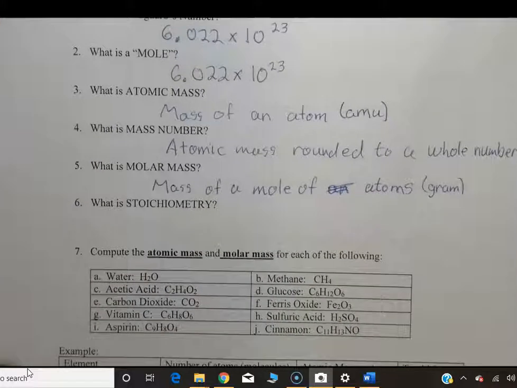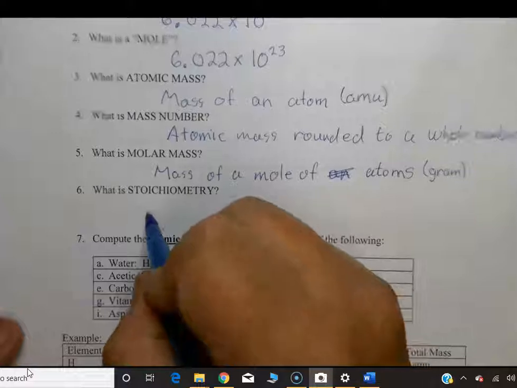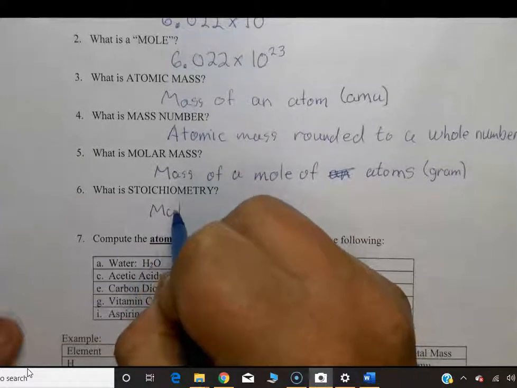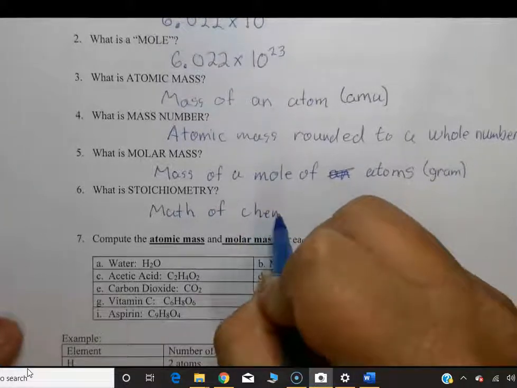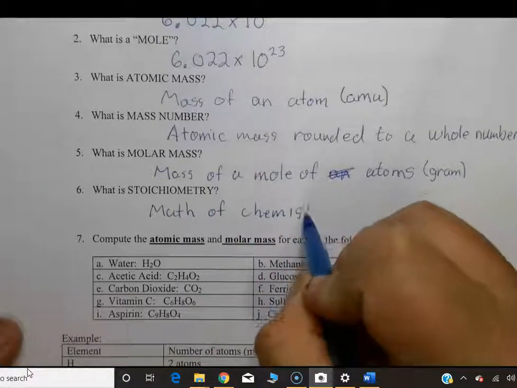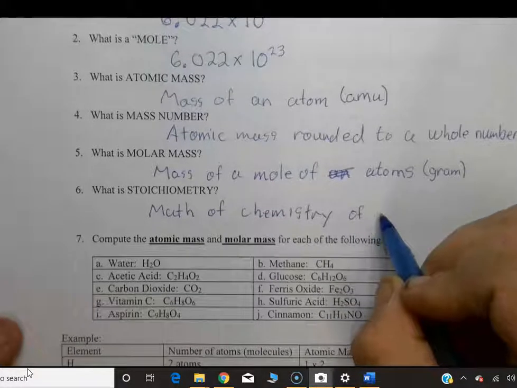Okay, finally, let me introduce you to one word, although we're not really going to deal with this today: stoichiometry is the math of chemistry, and specifically the math of chemical reactions. And we're going to get into some of those tomorrow.